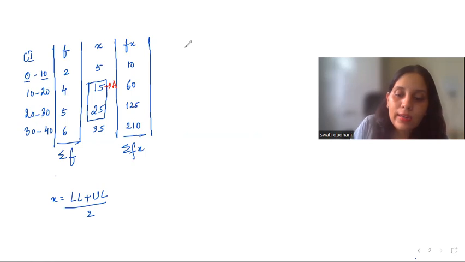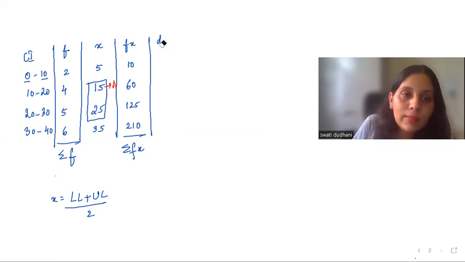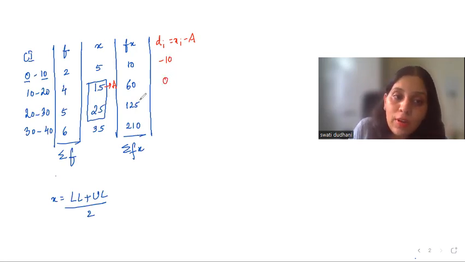Now, if I take 15, I will first need to find d. What did we see? d is x minus A. So 5 minus 15 is minus 10. 15 minus 15 is 0. 25 minus 15 is 10. And 35 minus 15 is 20.